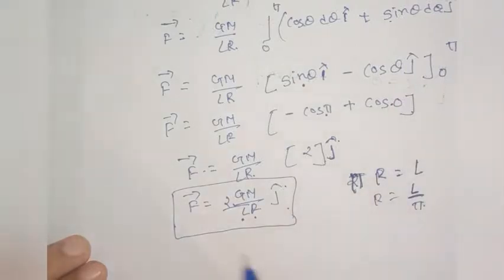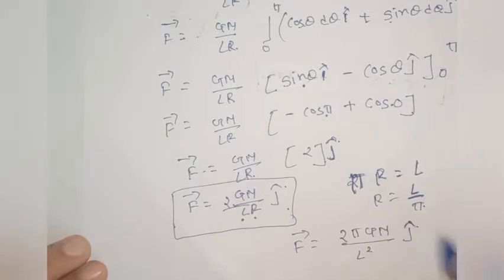Put this value in this equation, we will get F equals 2 pi GM divided by L square, along j cap. So this will be our final answer.